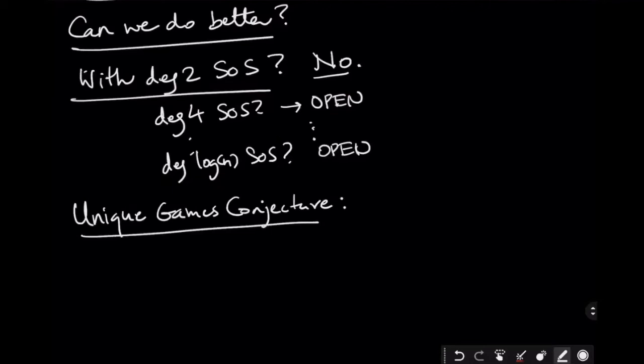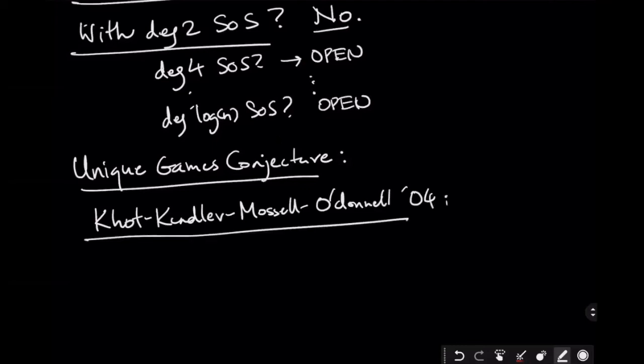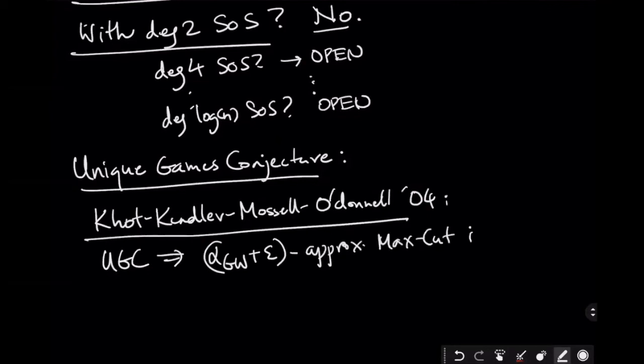I don't want to describe it right now in this lecture, but basically, there is this famous theorem of Khot, Kindler, Mossel, and O'Donnell from 2004. And they proved that this conjecture implies that alpha GW plus epsilon approximation of max cut is NP-hard for all epsilon bigger than 0.